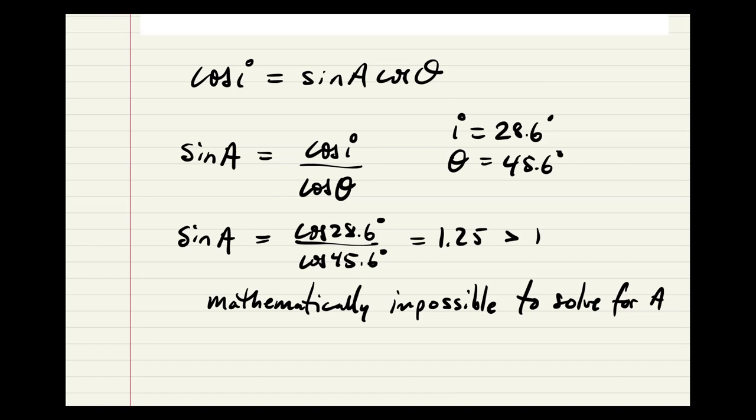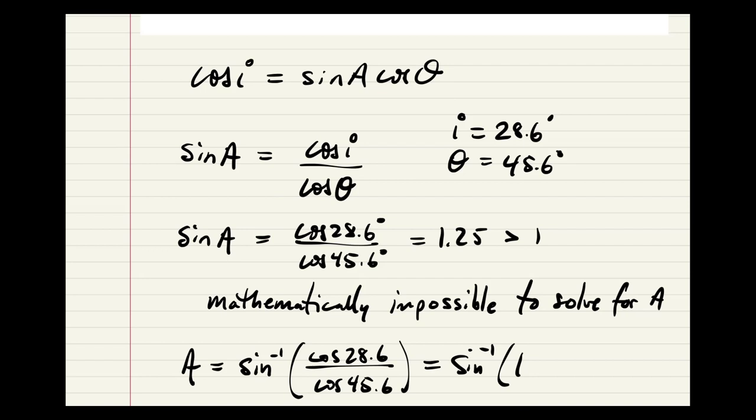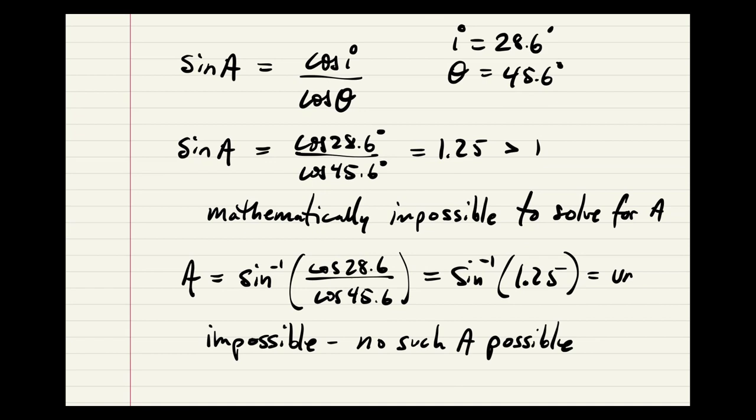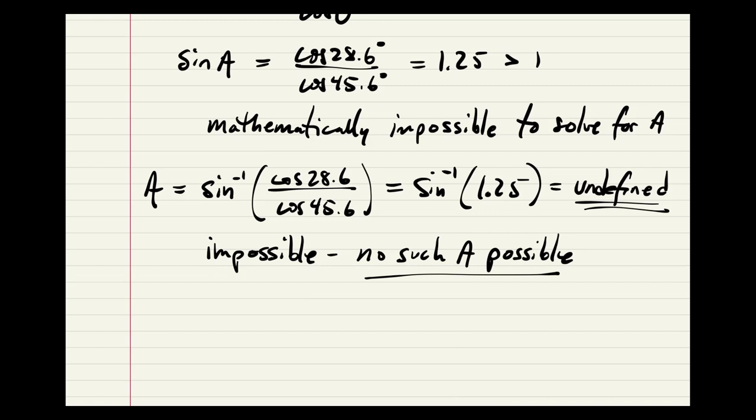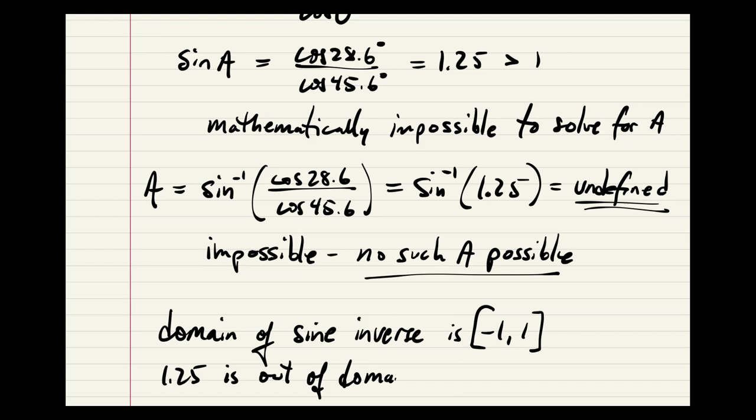Another way to look at that is if you had tried to take the sine inverse of cosine 28.6 divided by cosine of 45.6, you'd be looking at sine inverse of 1.25, and by the definition of the sine inverse, this is impossible. We'd say this is undefined. This is because 1.25 is not in the domain of the sine inverse, negative 1 to 1, including both boundaries, and that 1.25 is out of the domain. Of course, we knew this already.